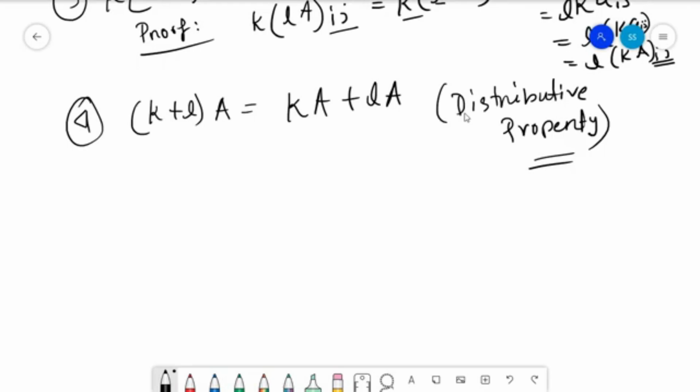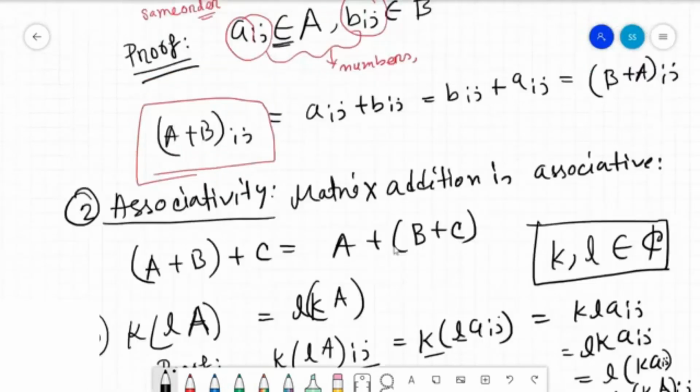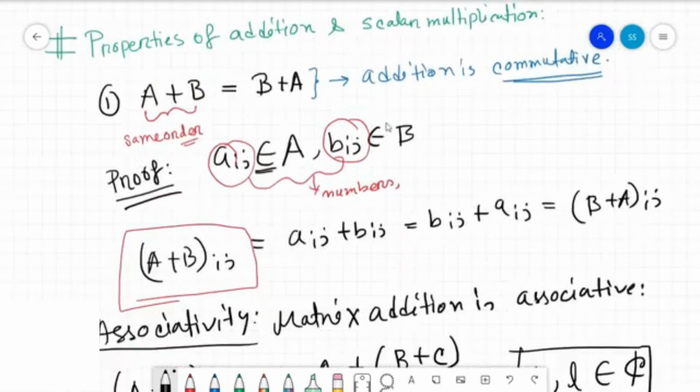So in this lecture we looked at some properties of matrices, and to be precise, we talked about properties of matrix addition and scalar multiplication.